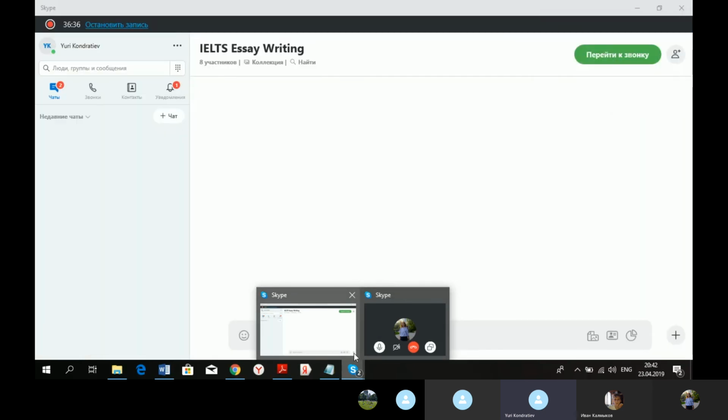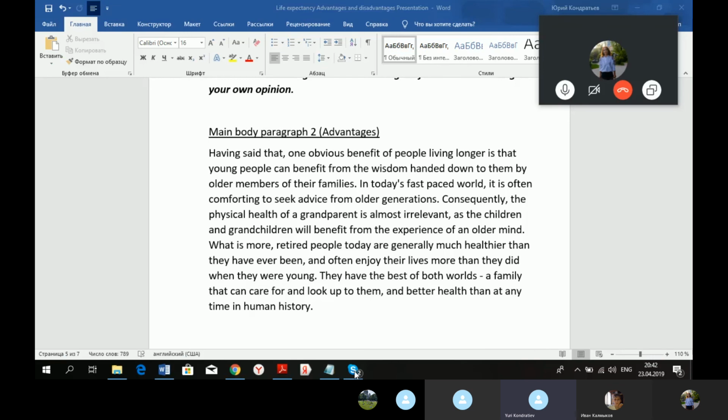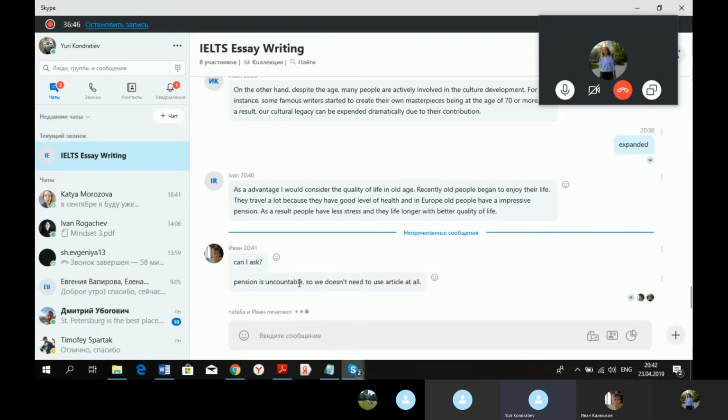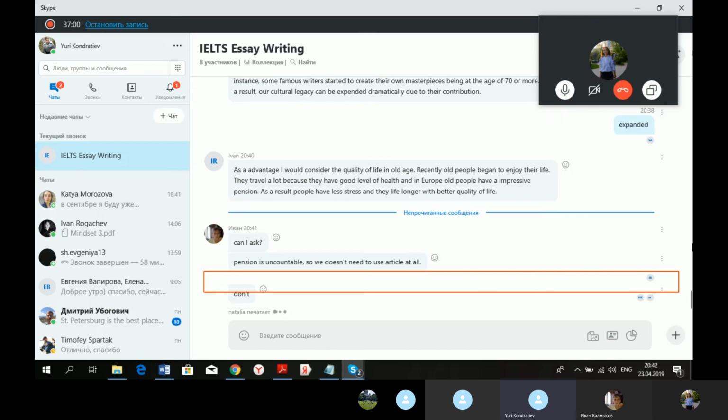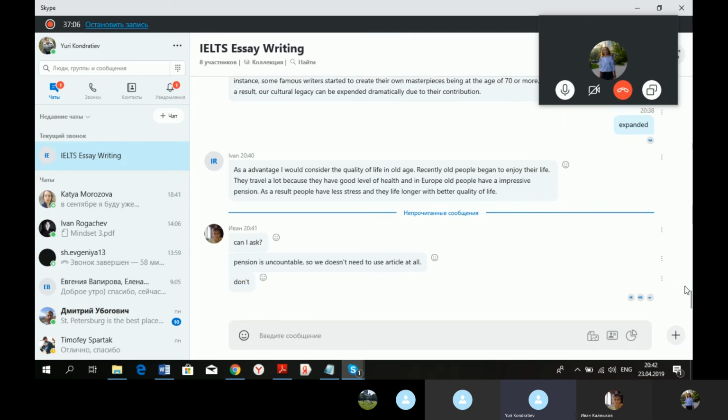So pension is uncountable, so we don't, just a second, let me open your question. Pension is uncountable, so we don't need to use article at all. When a person receives pension, normally it's uncountable. Yes. You can use article the if you're talking about concrete pension, but if you're talking about pension in general, you don't use a. However, when a person receives pension once, you can call this a pension.